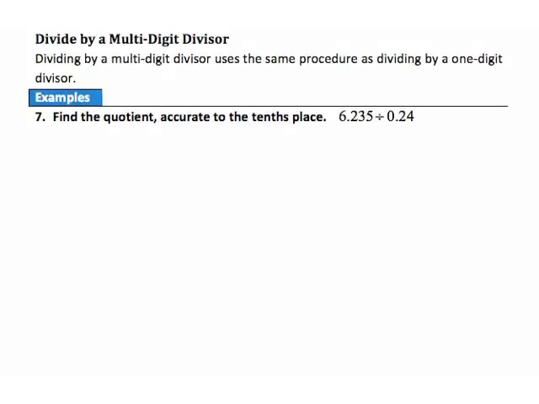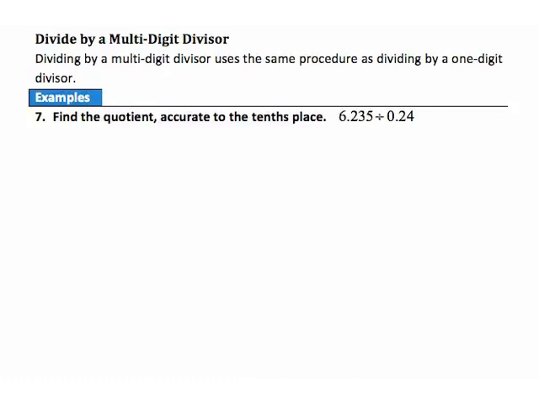Divide by a multi-digit divisor. Dividing by a multi-digit divisor uses the same procedure as dividing by a one-digit divisor. So we can do everything that we've done so far just the same. The only difference is that we're going to be dividing by a larger number, which will involve a little more guess and check. Let's take a look at example 7.